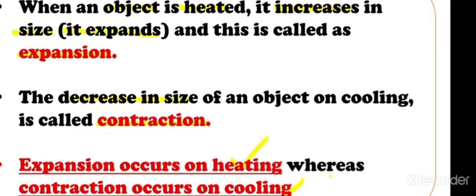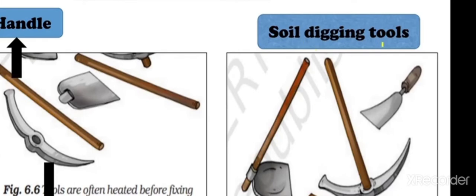Alright. So we will now look at some examples where expansion and contraction are used in everyday life. Here we have some soil digging tools, and these are used in agriculture for digging the soil. The iron blade and the handle are manufactured separately, and later on they are joined to make these tools. We will now study how expansion and contraction are used in fixing the iron blade and the handle.